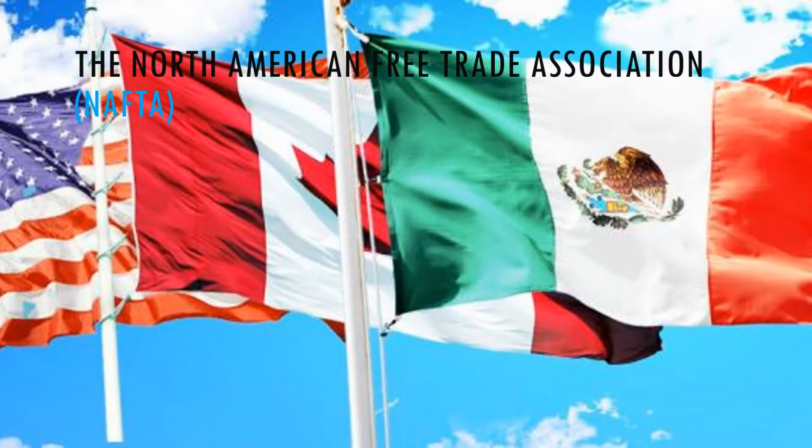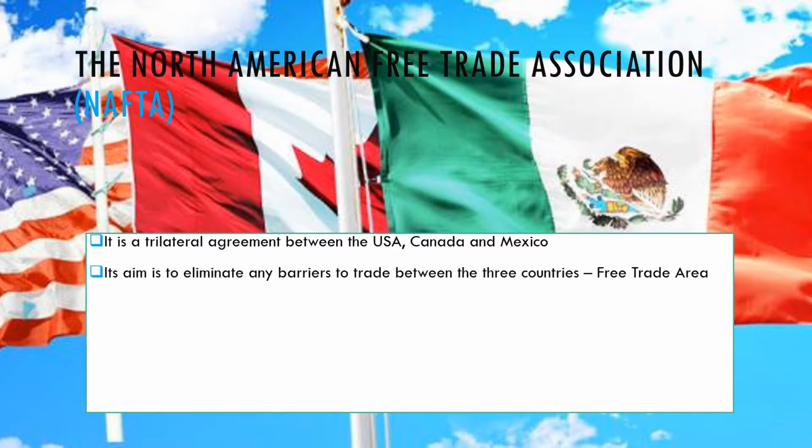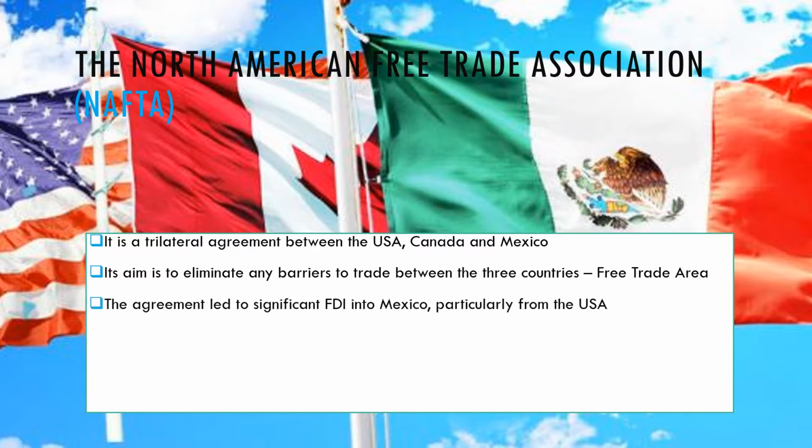And the final trading bloc that we're going to look at is the North American Free Trade Association, called NAFTA. And the three member countries here are the USA, Canada, and Mexico. The aim here is to eliminate any barriers to trade between the three countries. So this is again a free trade area.